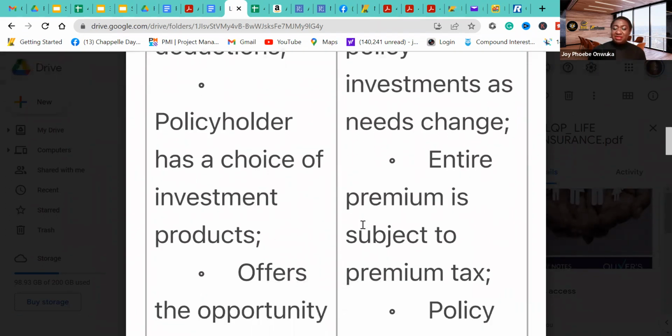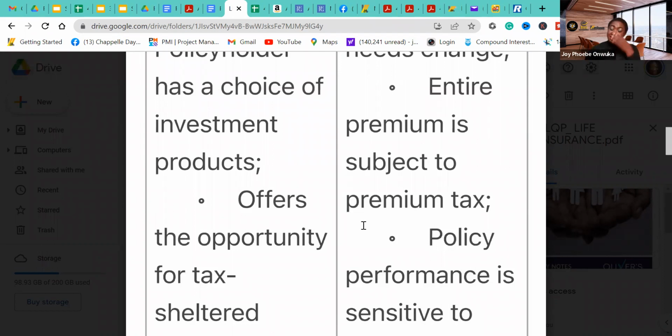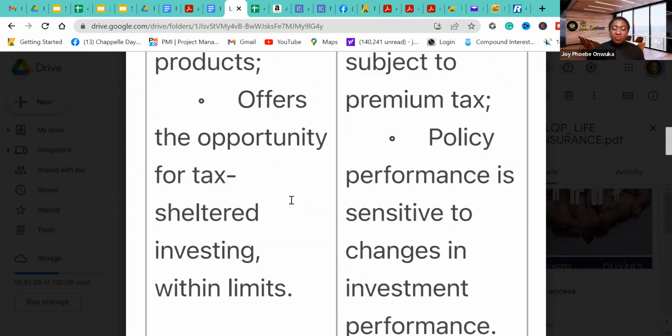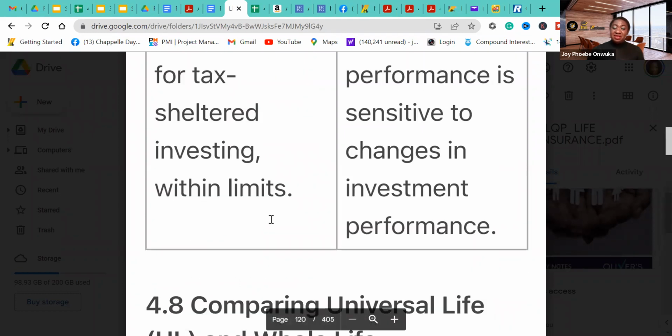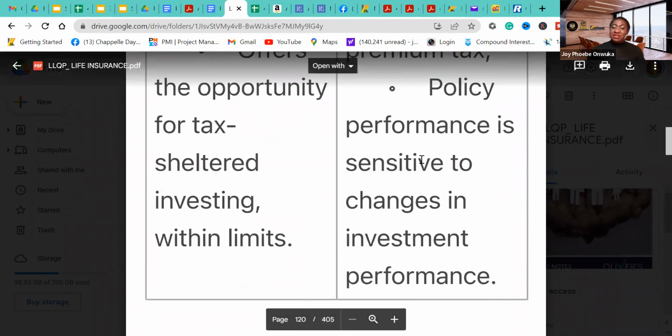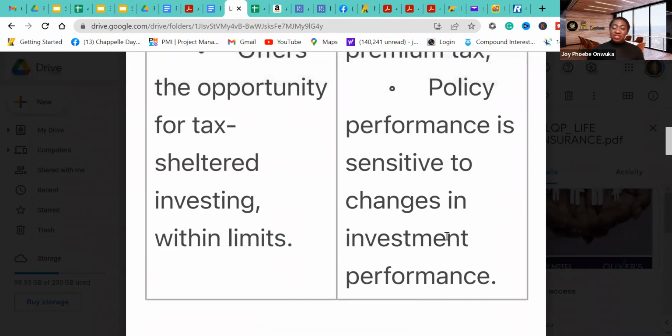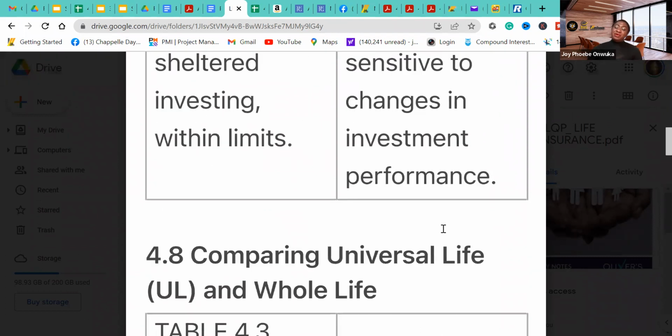the entire premium is subject to premium tax. Yes, the entire premium is subject to premium tax. Okay. Another advantage is that it offers the opportunity for tax sheltered investment within the limit. Now, policy performance is sensitive to changes in investment performance.